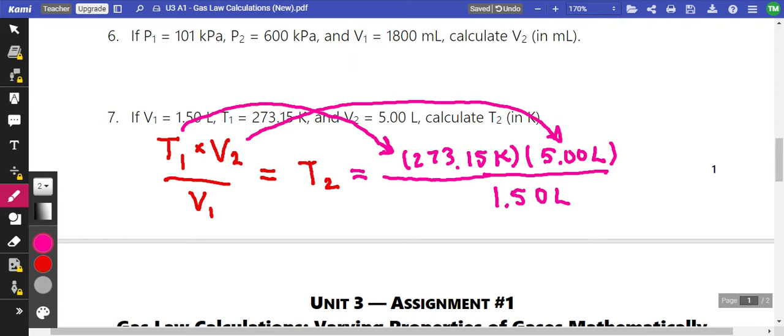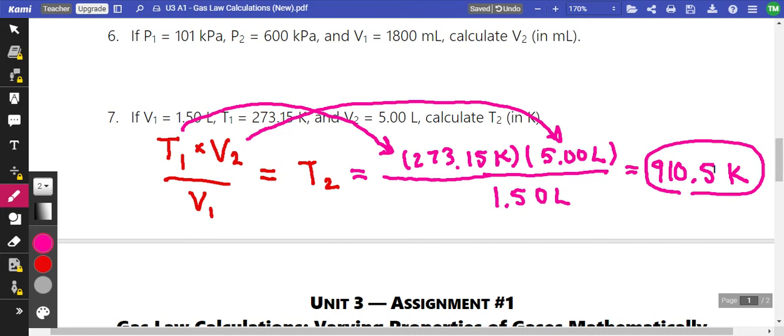If I plug this into my calculator, 273.15 times 5.00 gives me 1,365.75. Then I divide by 1.50, and I get 910.5. What are my units going to be? My temperature started in Kelvin, so I'm going to end in Kelvin. So 910.5 Kelvin is my answer, and this is my T2, the new temperature of my gas after it changes.